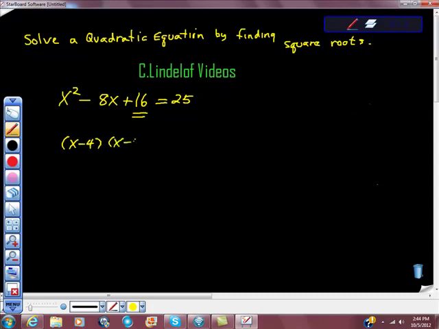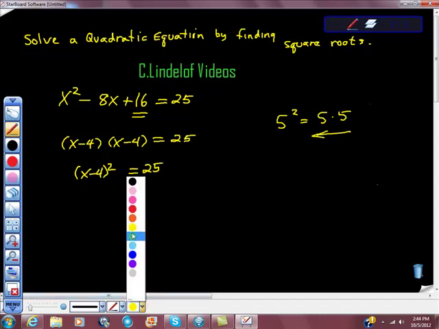So it looked like this is equal to 25. And of course, if 5 squared is the same as 5 times 5, then we can extend that to say that x minus 4 times x minus 4 is x minus 4 squared. Now that's equal to 25. So what I'm going to do here is this. I'm paying attention to this square right here.